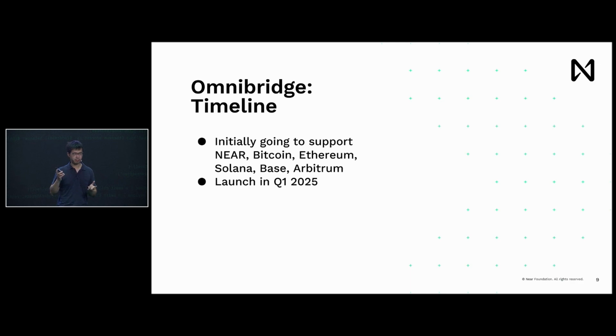And that is obviously great technical ideas, but we are also working very hard on bringing them to reality. We want to support more and more chains in the future, but there is an initial set of chains that we want to support: Near, Bitcoin, Ethereum, Solana, Base, and Arbitrum. And we hope to launch that in Q1 2025. Then as developers, you can build on top of that and make it very easy for people to move assets, especially fungible tokens, across those chains with no hurdles.